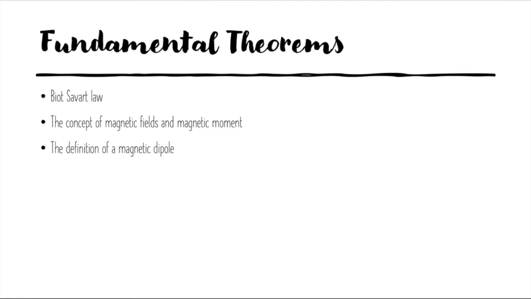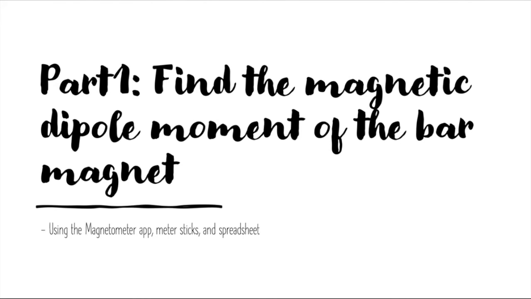The fundamental theorems I applied in this lab are Biot-Savart law, the concept of magnetic fields and magnetic moment, and the definition of magnetic dipole. The first part of the experiment is to find the magnetic dipole moments of the bar magnet using the magnetometer app, meter sticks, and the spreadsheet.